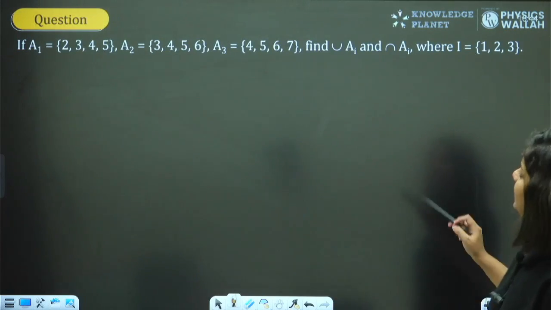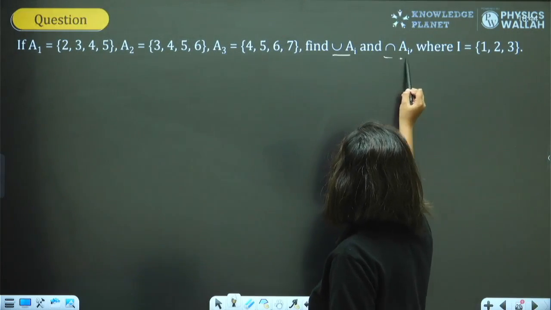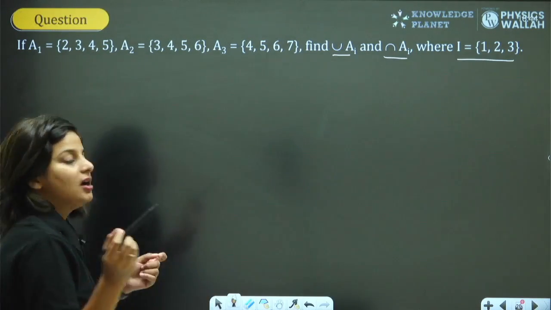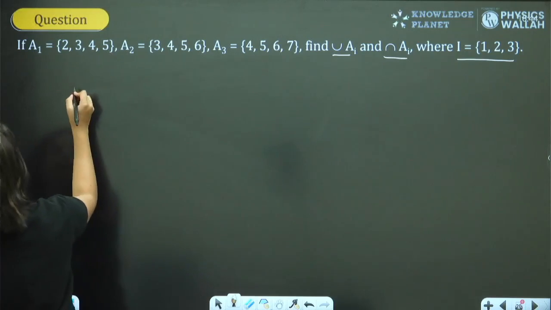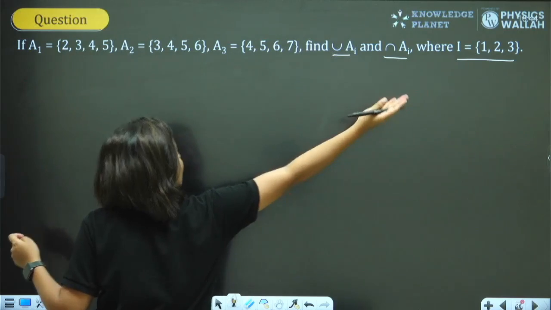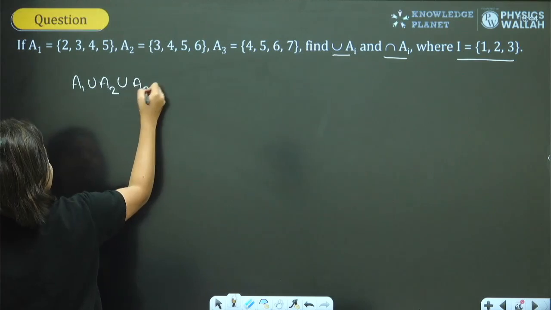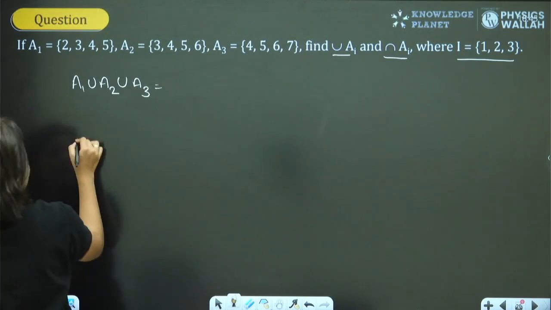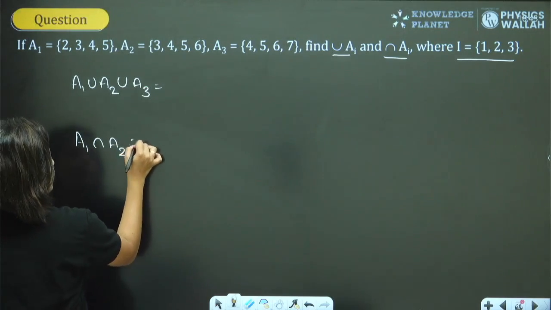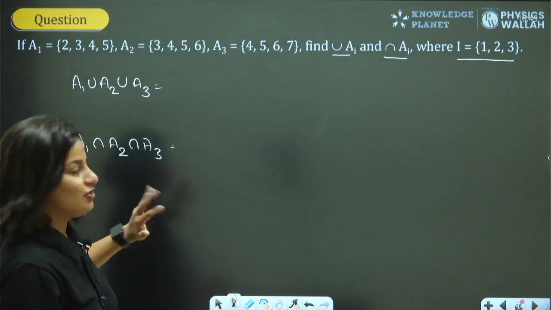So the property is also verified through this question. Next, A1 is given, A2 is given, A3 is given. Find union of Ai, intersection of Ai, where i is 1, 2, 3. Now what does this mean? It denotes that you have to find the union with i replaced by 1, 2 and 3. That means A1 union A2 union A3. Similarly, intersection of Ai, you replace the i with 1, 2, 3 as given. A1 intersection A2 intersection A3. This is what is asked in this complex looking simple question.